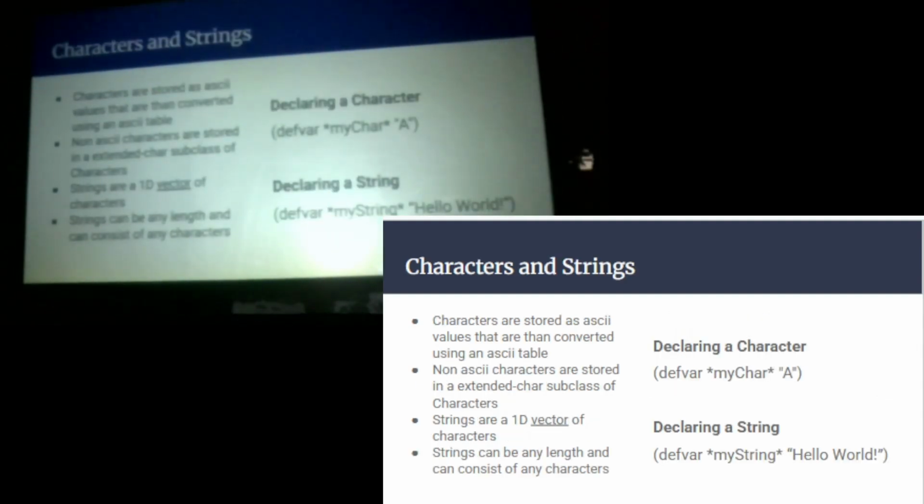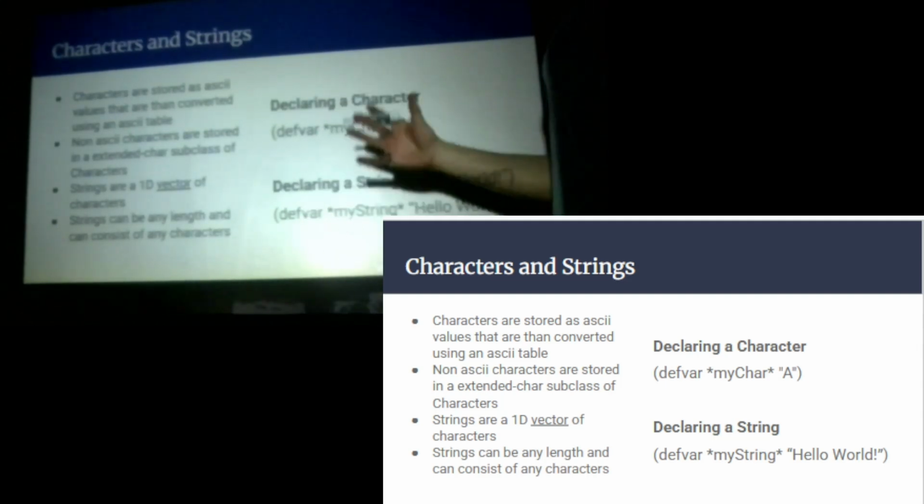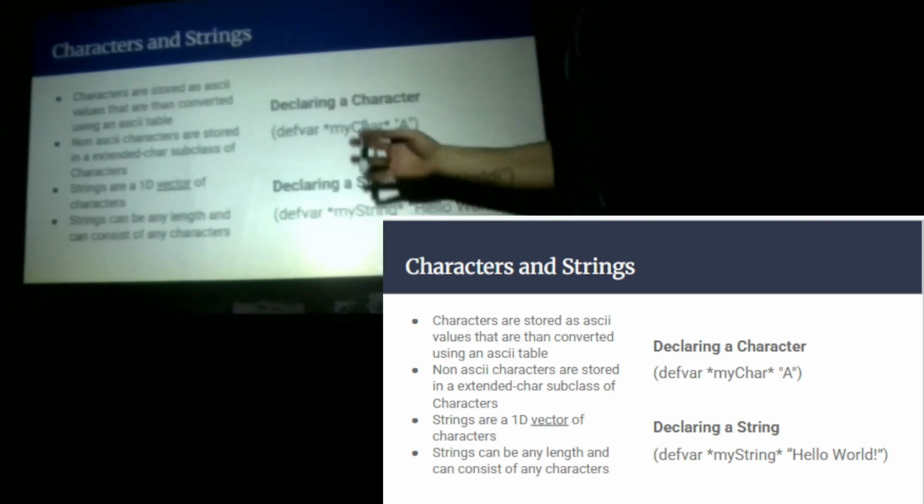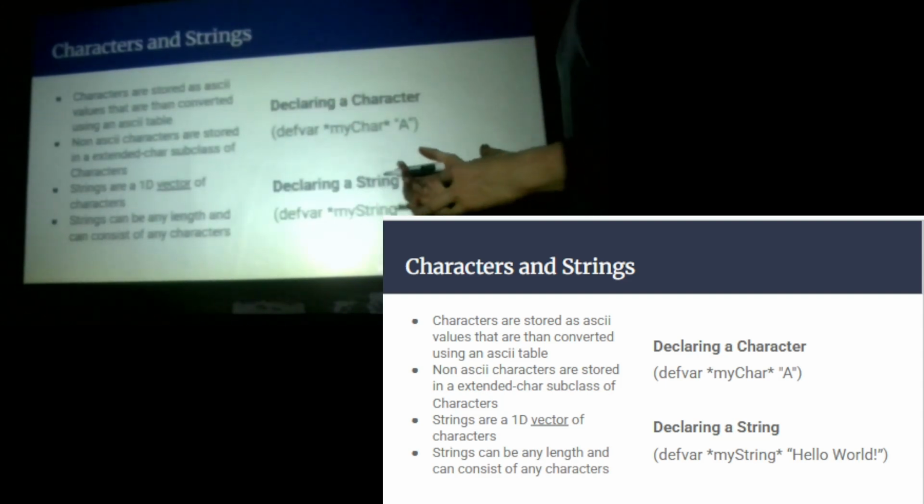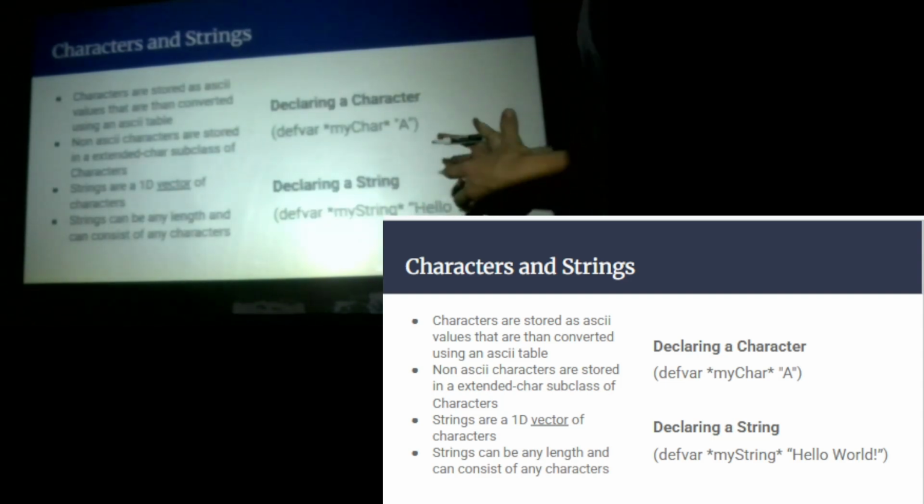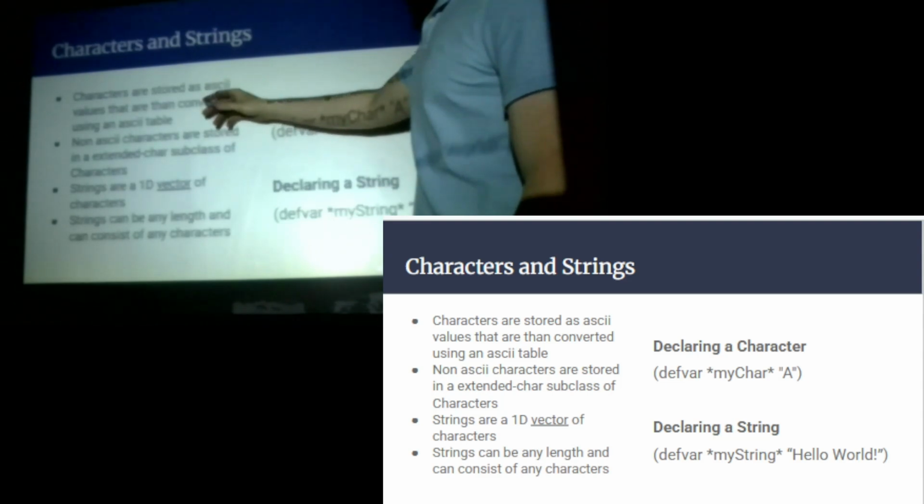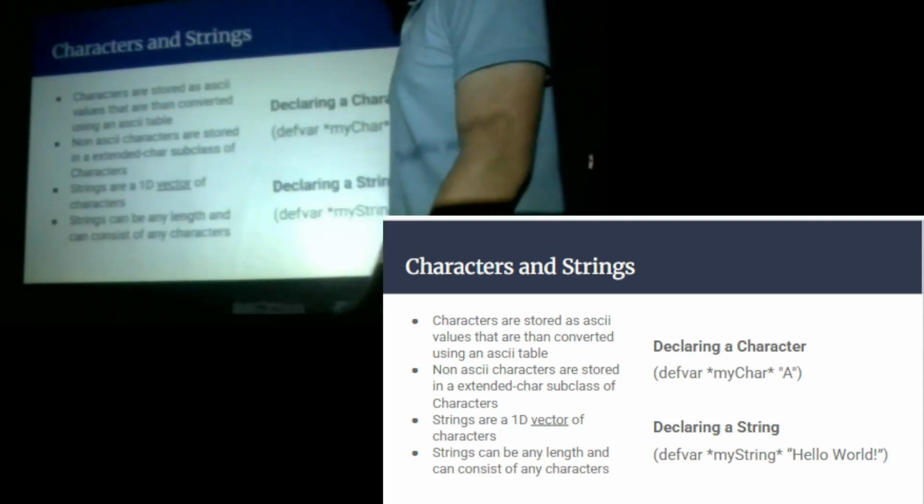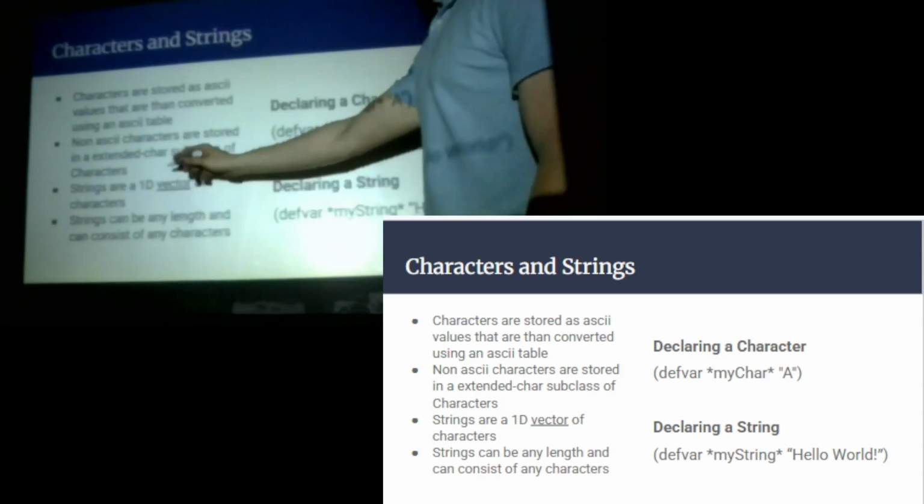Characters and strings. Characters are stored as ASCII values that are then converted using a table. However, there is still support for non-ASCII values, and they're stored in an extended character subclass of the character main class. So what I mean by that is within Common Lisp, most data types have sub-data types, and characters are no exception. So if you can't find your character value in an ASCII table, it extends and allows for crazy things like emojis, foreign characters, whatever. And strings are a 1D vector, which I'll cover in just a second.